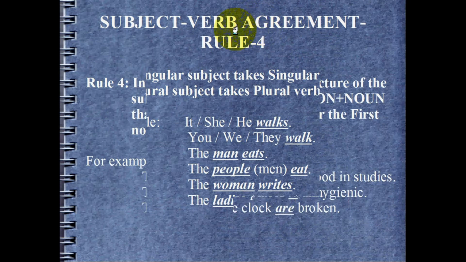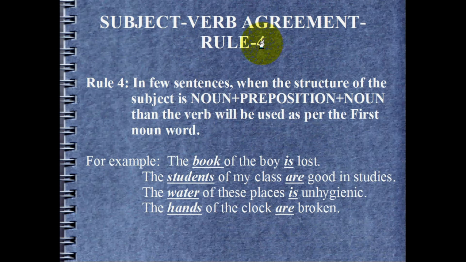Now the fourth rule for subject and verb agreement is about the structure of the subject, please note. When the structure of a subject is noun plus preposition plus noun, meaning before a preposition there is a noun, and after the preposition there is a noun again, then the verb will be used as per the first noun. If the first noun is singular, a singular verb will be used, and if it is plural, a plural verb will be used.